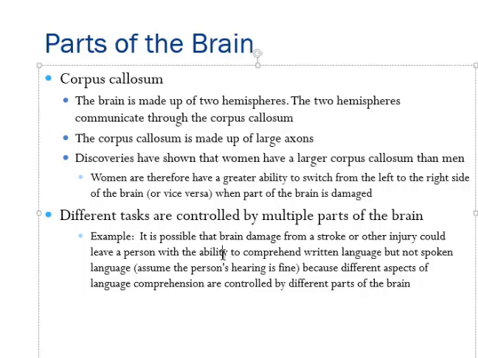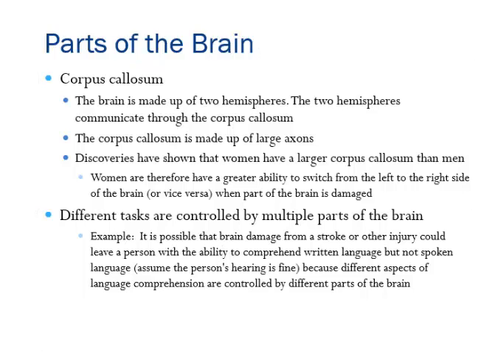For example, it's possible that brain damage from a stroke, which is when oxygen gets cut off from the brain, or other injury can leave a person with the ability to comprehend written language but not spoken language, because written language and spoken language might come from different areas of the brain. And if there is brain damage, only the ability to do certain tasks that were controlled by that part of the brain might be affected.